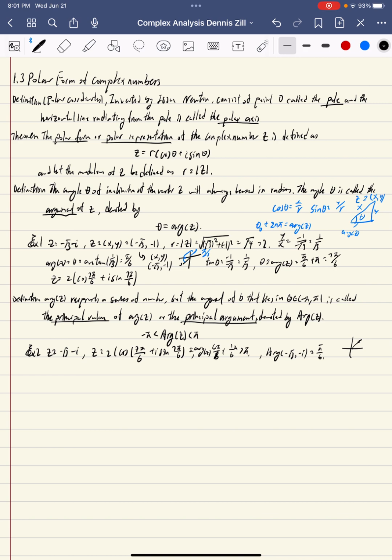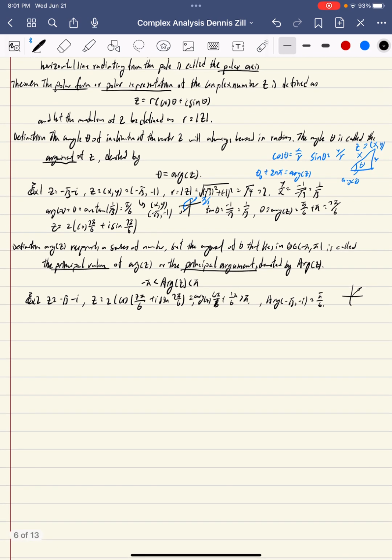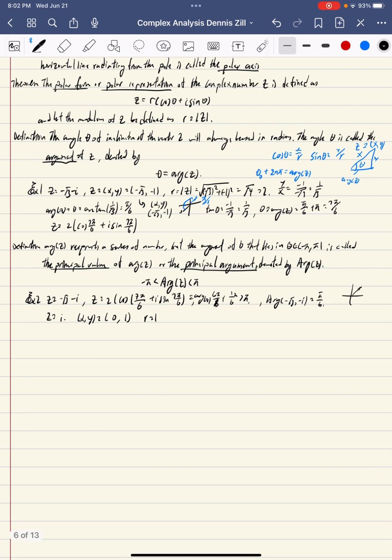And now, let's see. If z is equal to i, that is our x, y is equal to, well, really just 0 plus i, that's 1, and r is equal to 1. Really it's just this, our y is equal to 1 and r is equal to 1. How's that possible?